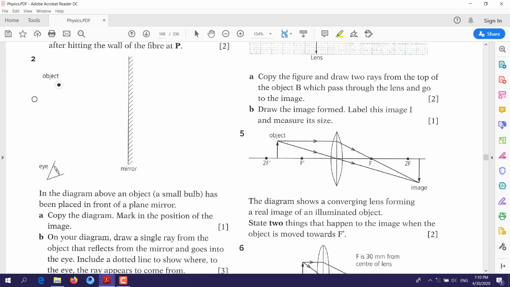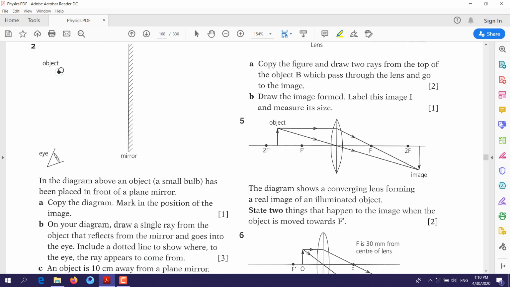Question number 2. In the diagram above, an object, a small bulb, has been placed in front of a plane mirror. Copy the diagram and mark in the position of the image. Here we have the object, and when we studied plane mirrors, we said that to find the position of the image, we have two ways. We will use the easiest way.